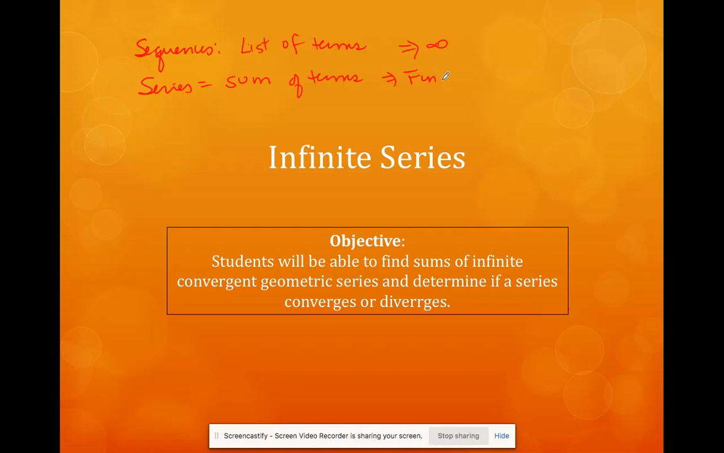But we looked at finite series, and we talked about two famous kinds, right? Arithmetic, where there's a common difference, and geometric, where there's a common ratio.